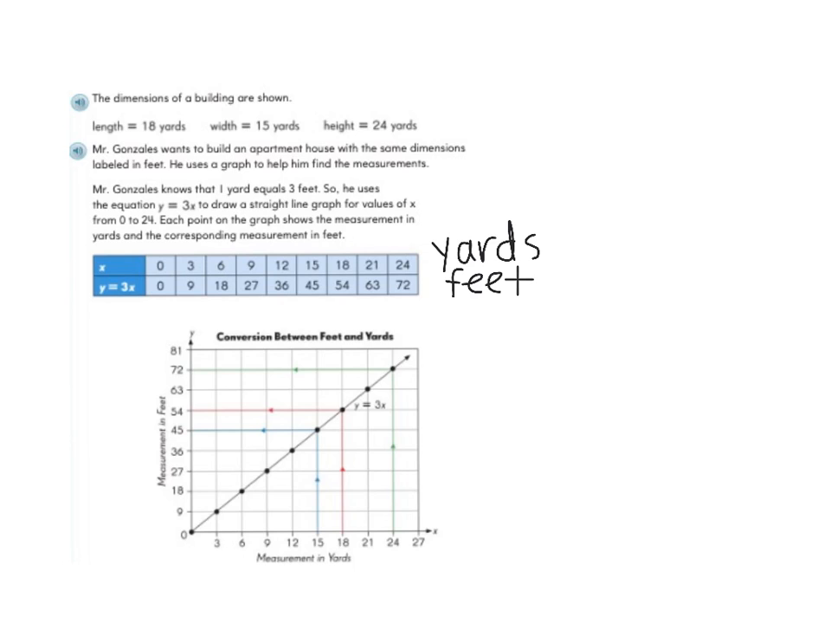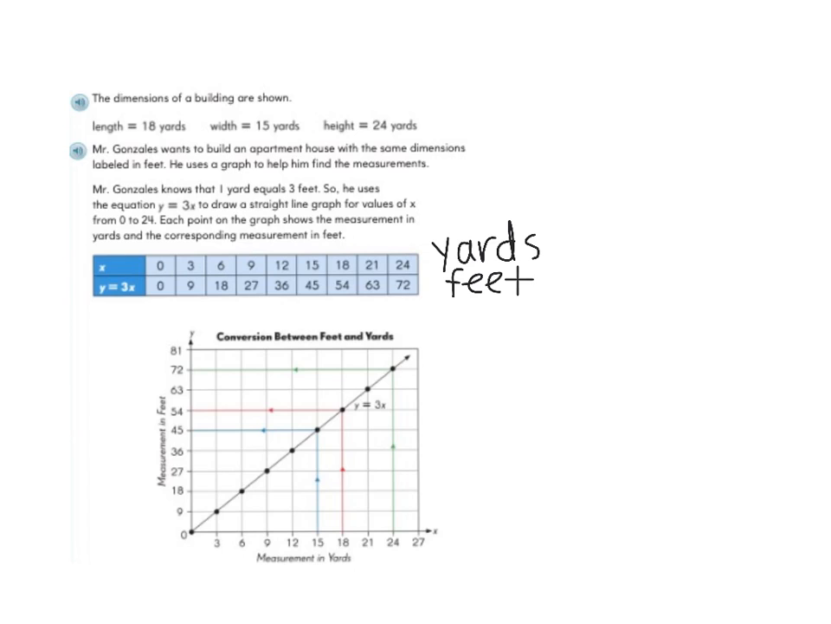Now if we go back to the beginning of the problem, we were given the length, the width, and the height in yards, and Mr. Gonzalez wanted to figure out what each of those length, width, and height were equal to in feet. So we can take a look at our graph and figure out what the values would be in feet.